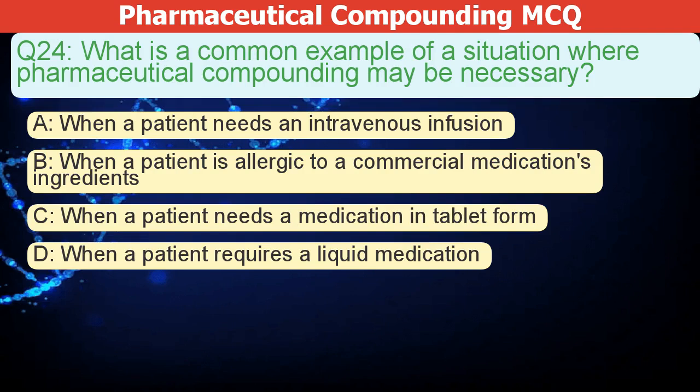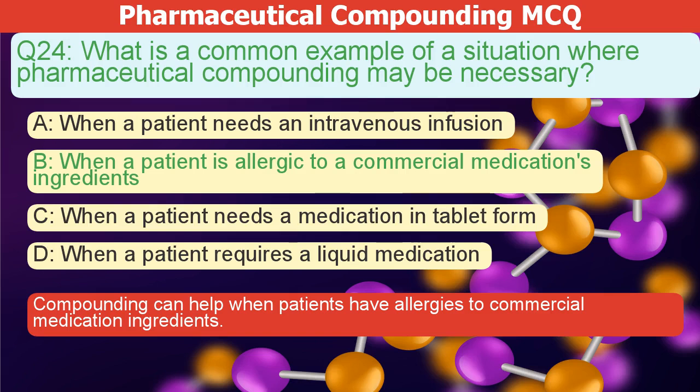What is a common example of a situation where pharmaceutical compounding may be necessary? A. When a patient needs an intravenous infusion. B. When a patient is allergic to a commercial medication's ingredients. C. When a patient needs a medication in tablet form. D. When a patient requires a liquid medication. The correct answer is B. Compounding can help when patients have allergies to commercial medication ingredients.